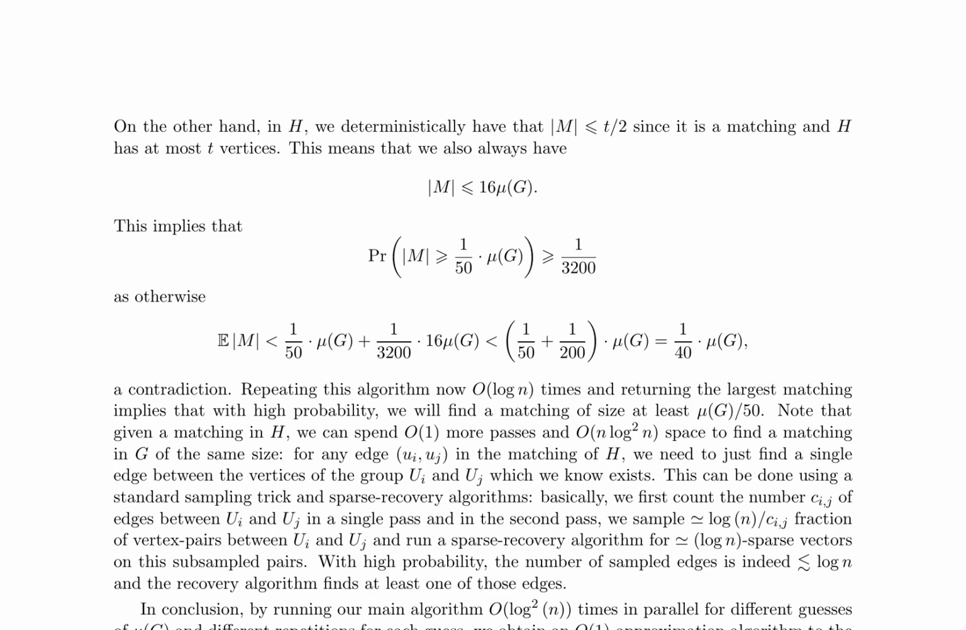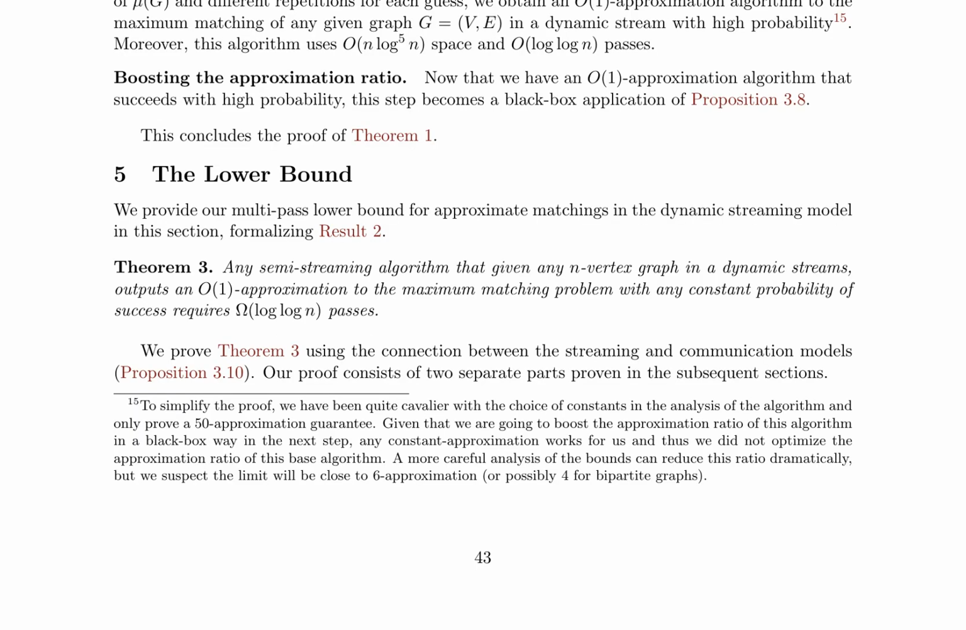The number of passes and space required for this step are analyzed, and it is shown that the algorithm uses O(n log² n) space and O(log n) passes. The main result of the section is then stated. By running the algorithm O(log² n) times in parallel for different guesses of micro g and different repetitions for each guess, an O(1) approximation algorithm to the maximum matching of any given graph G in a dynamic stream is obtained with high probability.